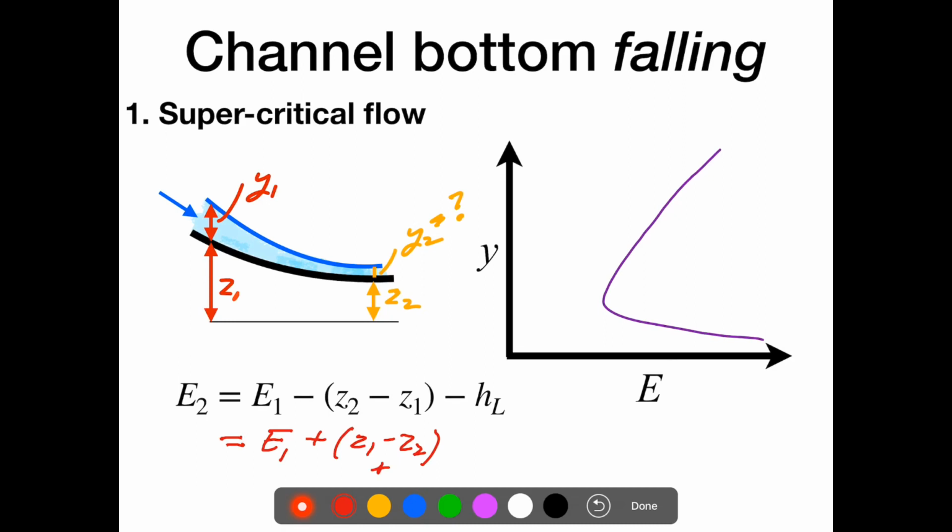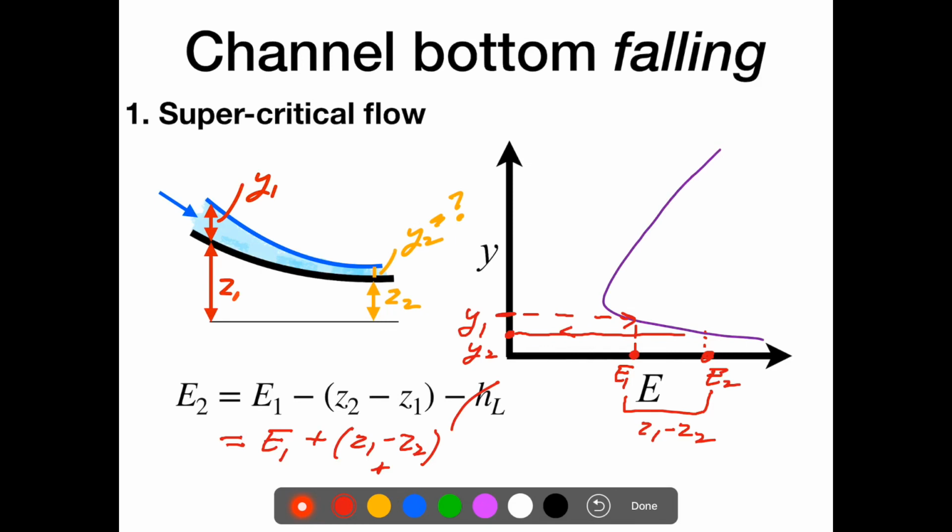So if we're in supercritical flow, we could be over here. This would be our Y1. Walk our way over to the curve, get our E1 over here, and then we're going to move to the right by an amount equal to Z1 minus Z2. Again, we're neglecting head loss. And walk back up here, and we would see that the depth is actually a little bit less for supercritical flow over a falling channel.